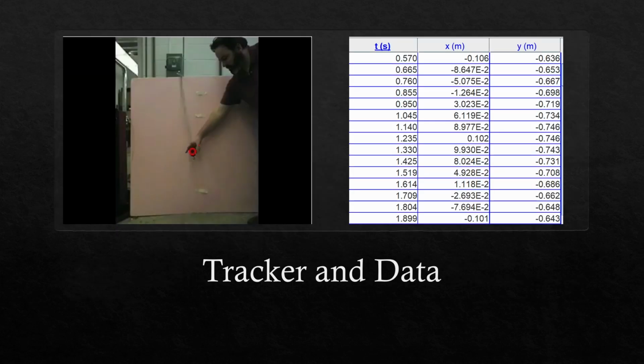This is my tracker and data. On the left shows my data points from the video, and on the right shows them on a graph or a chart.